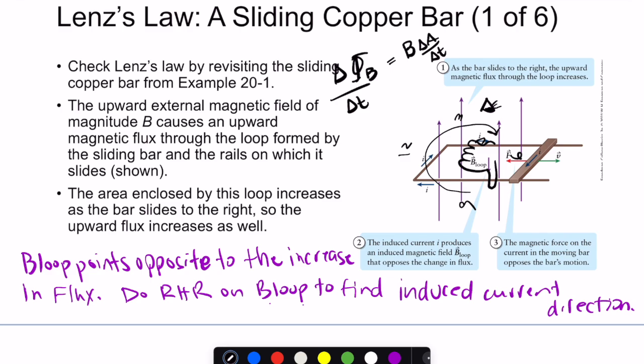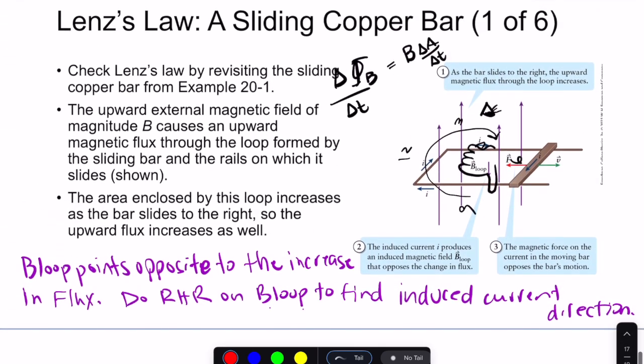So the moral of the story here is that B loop points opposite to the increase in flux, okay? And so to find the induced current direction, we do the right-hand rule on B loop. And then our fingers will tell us the current direction, okay? And so now we can confirm, right? This was the current direction that we saw from the first example.